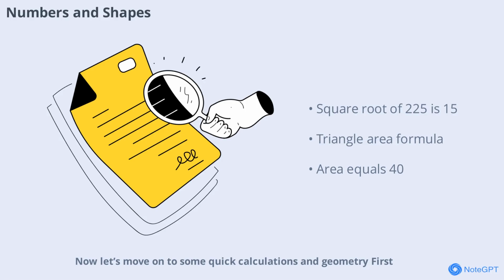First, what's the square root of 225? If you guess 15, you're right, since 15 times 15 equals 225. Next, let's talk triangles. If you have a triangle with a base of 10 and a height of 8, the area is calculated as base times height divided by 2. That's 10 times 8 divided by 2, which equals 40.